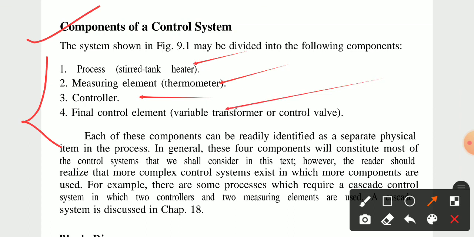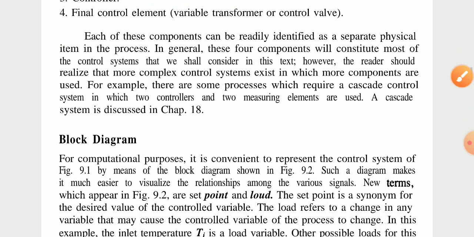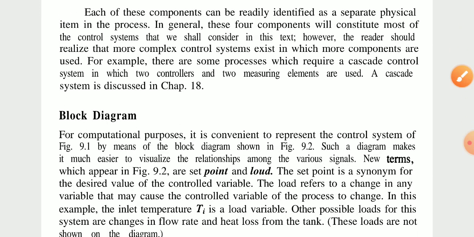Each of these components can be readily identified as a separate physical item in the process. In general, these four components will constitute most of the control systems that we shall consider in this text. However, the reader should realize that more complex control systems exist in which more components are used.